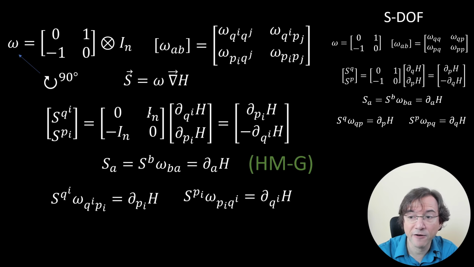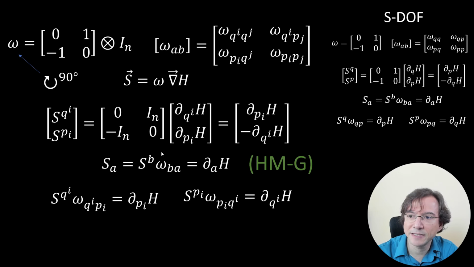You can verify that this is true if you take this matrix and multiply. You're going to get that 0 times this is 0, 1 times this is this, and this basically goes up. And this effectively takes these elements and brings them down with a minus, and these are Hamilton's equations. So this is a compact way to write the equations.